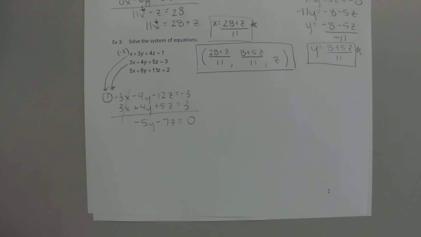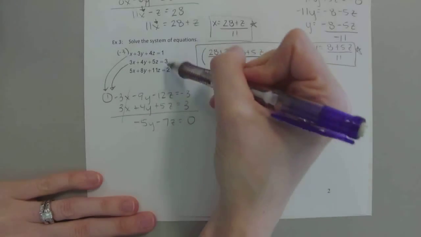And let's just see what happens, okay? Do you guys agree that the x's cancel out? So then we're left with negative 5y minus 7z equals 0. Okay, that's okay, nothing weird there.